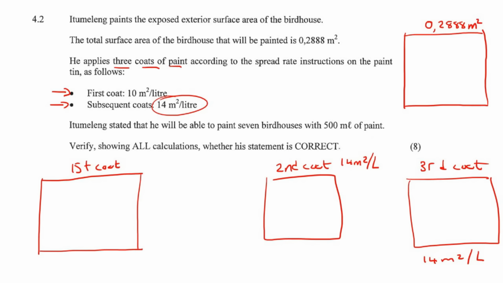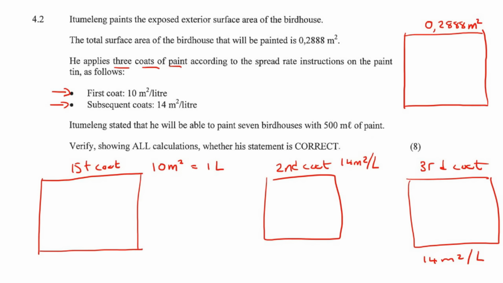Okay, so let's have a look at this first coat. It's 10 meters squared, and that'll be if you have 1 liter. So what they mean is, the better way to think about it is, if you have to paint 10 meters squared, then you would need to use 1 liter of paint. But we don't have 10 meters squared. We have that many meters squared. So we somehow are going to have to change this to this. So how do we do that?